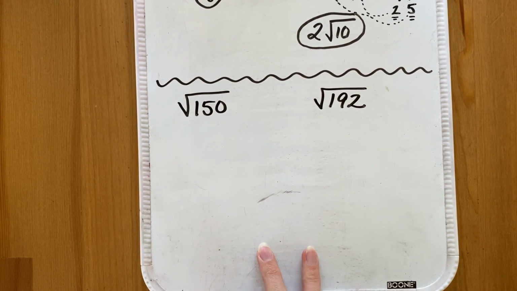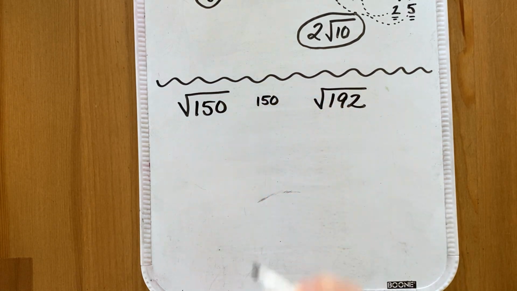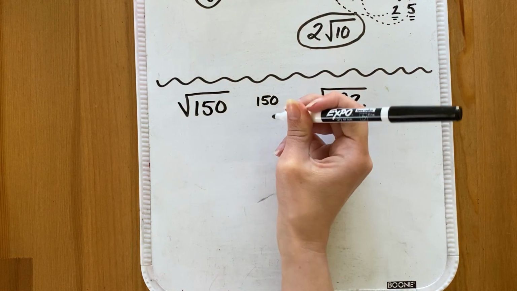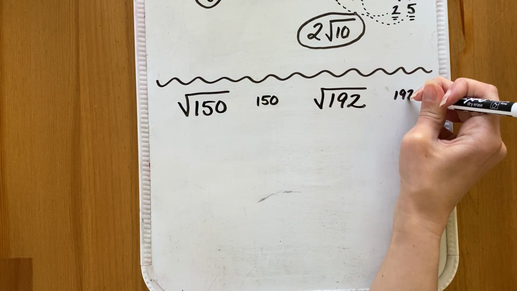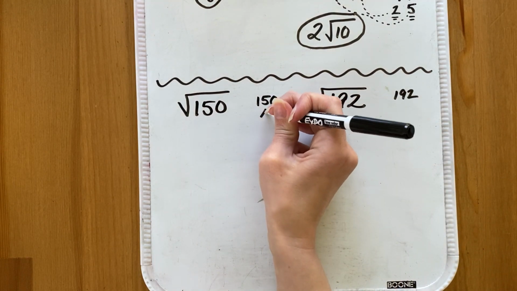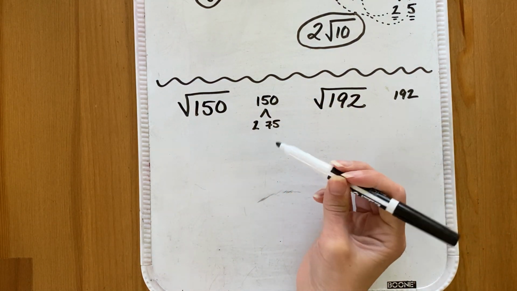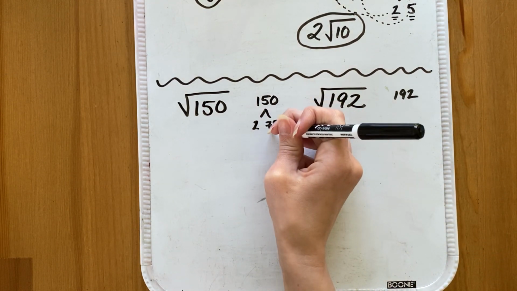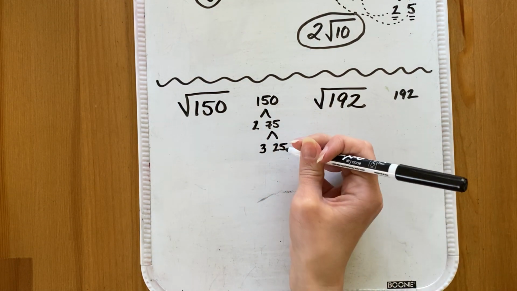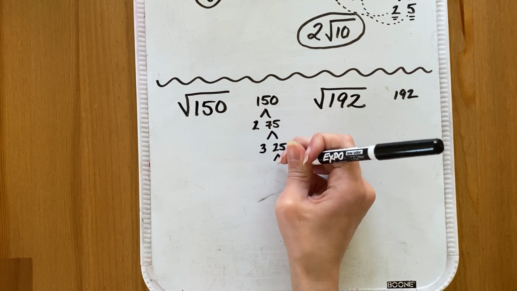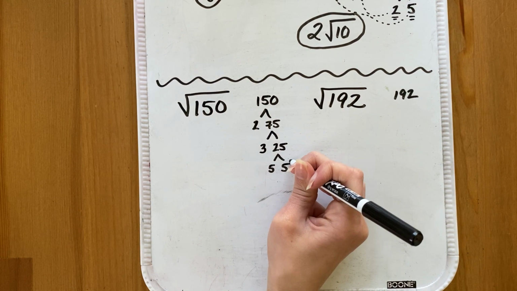Now, the dividing by 2 trick is a little tedious and can be a little long if you have bigger numbers, but that's okay. If you're less familiar with them, the bigger numbers like 192, I'm not really sure what goes into that. So I'm going to start by dividing by 2 on each of these. Okay, now if I'm looking at this pair, 75 doesn't divide by 2, but it does divide by 3. 25 doesn't divide by 2 or 3, but I do know that it does divide by 5. Okay, I have a pair of 5s.